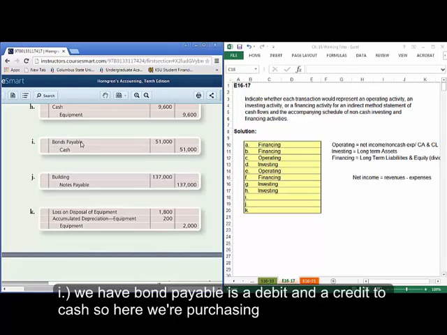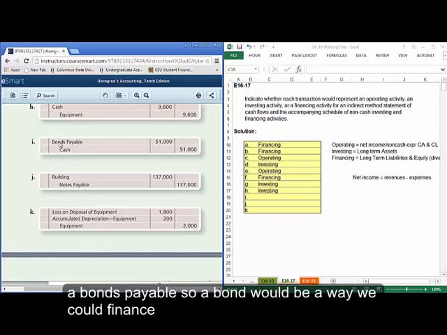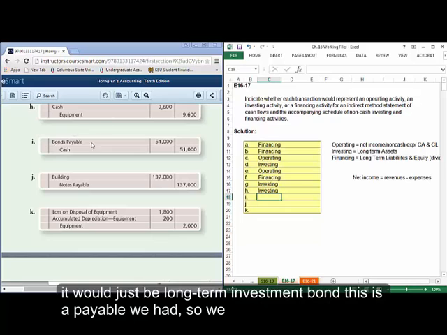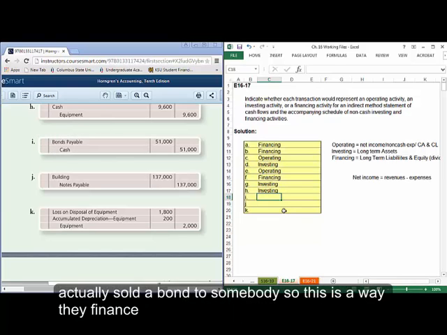I, we have bond payable is a debit and a credit to cash. So here we're paying off a bonds payable. So a bond would be a way we could finance something. So we issued a bond and we're paying it back. Okay, we're not buying a bond investment, or it would just be long-term investment bond. This is a payable we had. So we actually sold a bond to somebody. So this is a way they finance.